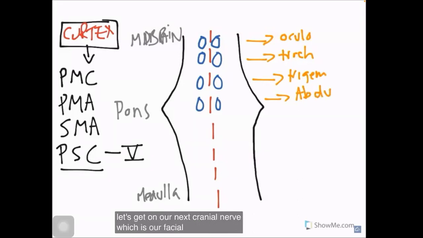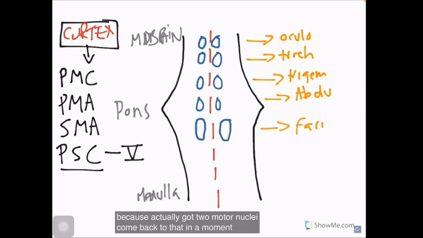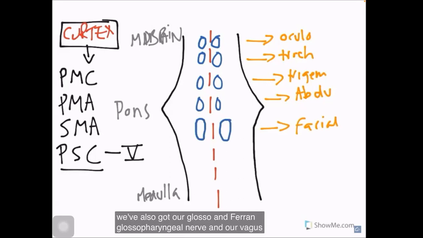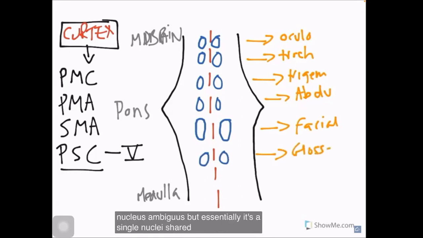Let's get on to our next cranial nerve, which is our facial nerve. Now I'm going to have to draw that slightly larger because it's actually got 2 motor nuclei. We'll come back to that in a moment. We've also got our glossopharyngeal nerve and our vagus nerve. They share a nucleus called nucleus ambiguus, but essentially it's a single nucleus shared by glosso and vagus.